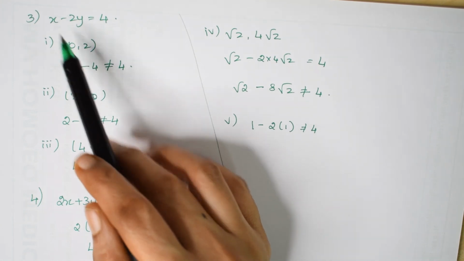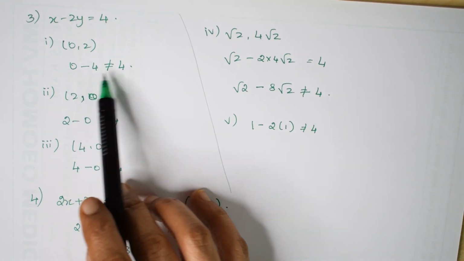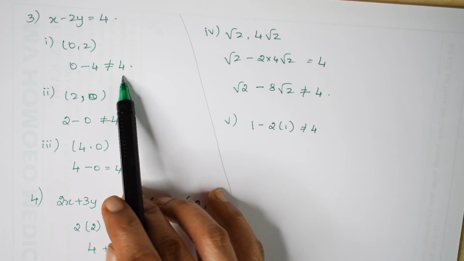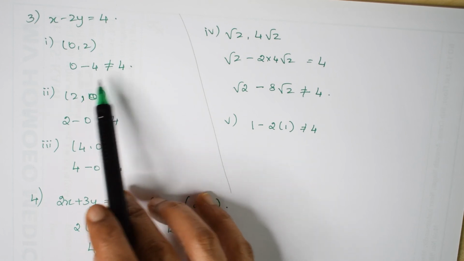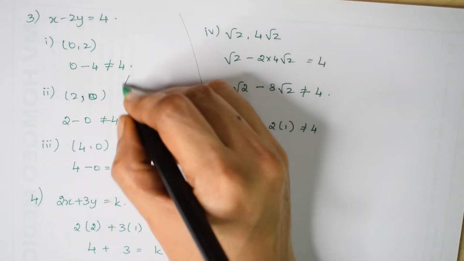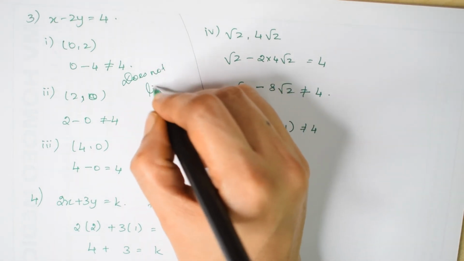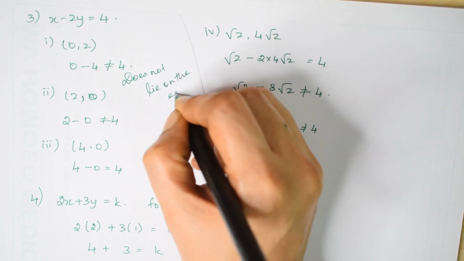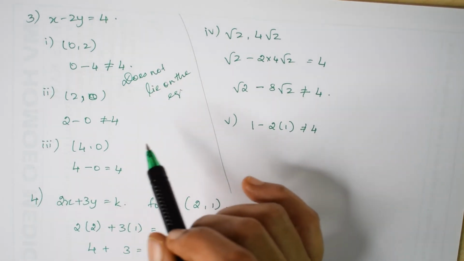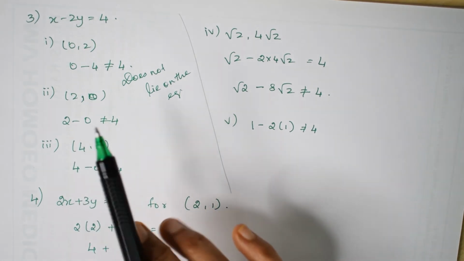When I substitute 0 in the place of x and 2 in the place of y, I get 0 minus 4, and it's not equal to 4, because here it is minus 4 and here it is plus 4. Minus 4 is not equal to plus 4, and so this point does not lie on the equation. That's the meaning. You have to just understand it. This point won't be on the line. Okay. Then the second point, this point is not a solution for the equation.